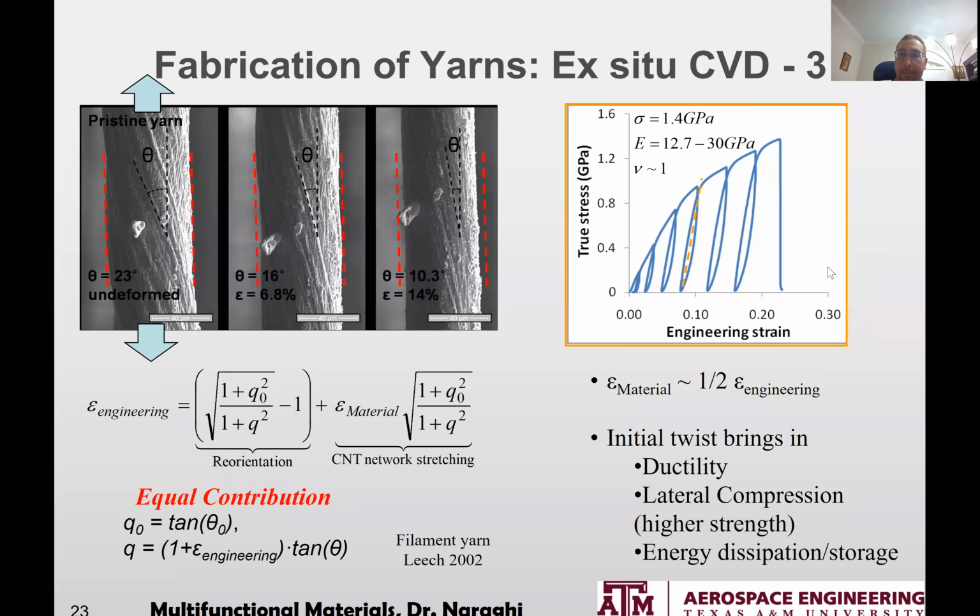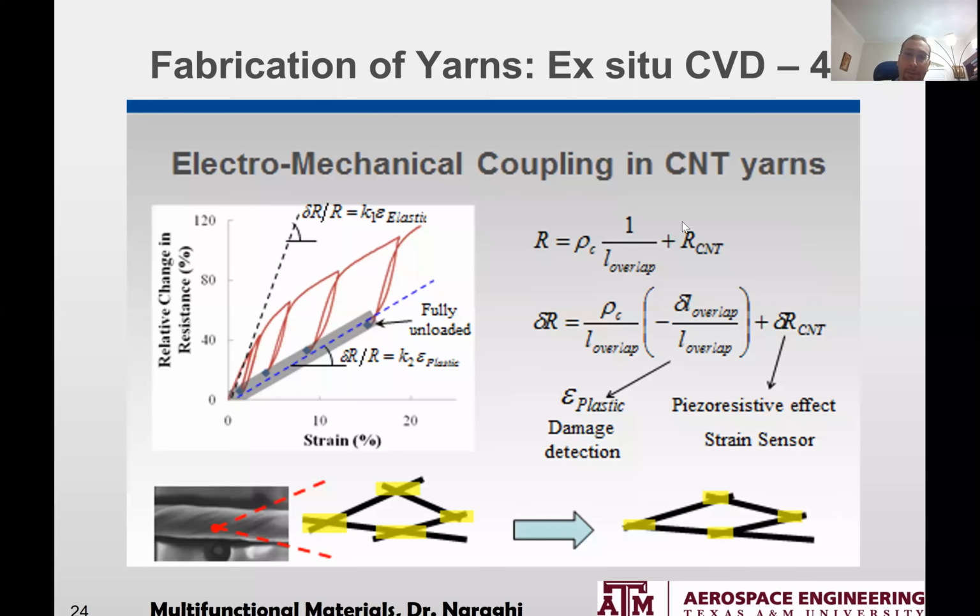So for instance, now we can use these yarns as strain sensors. And this is a typical experiment we did. So this is relative change in resistance. So the y-axis we are dealing with is actually delta R over R, and the x-axis is strain.